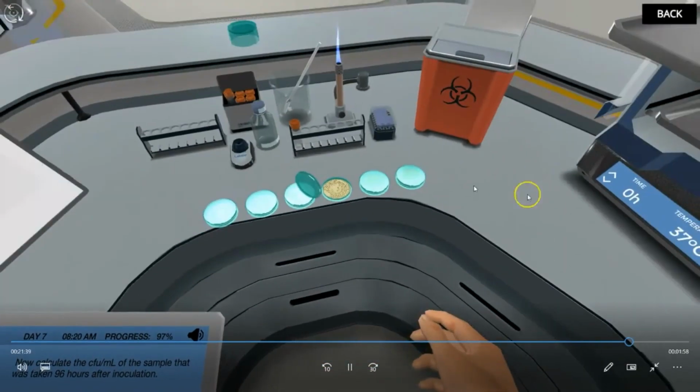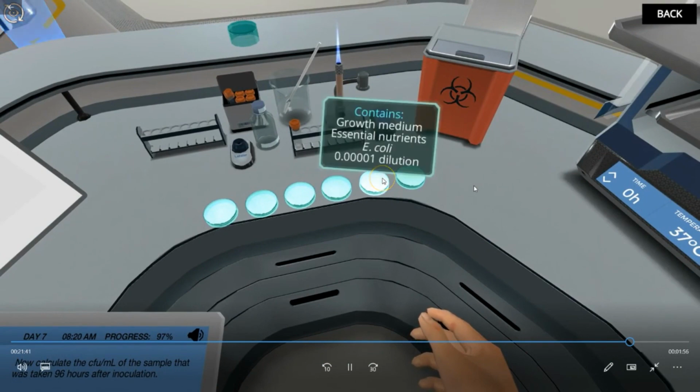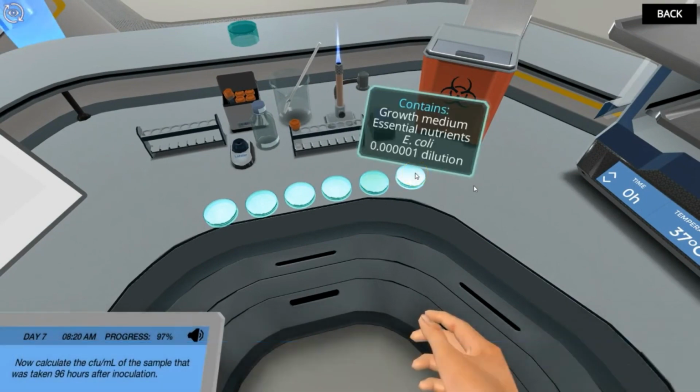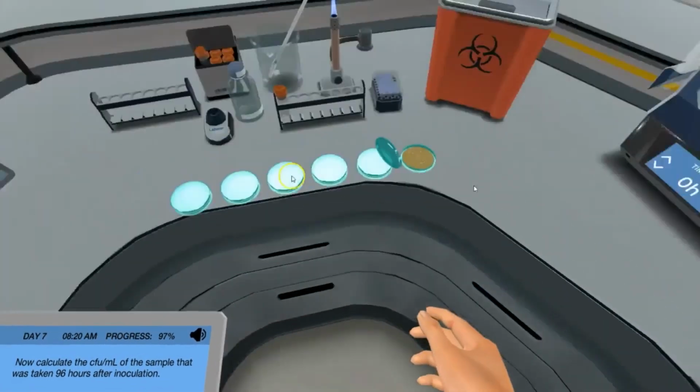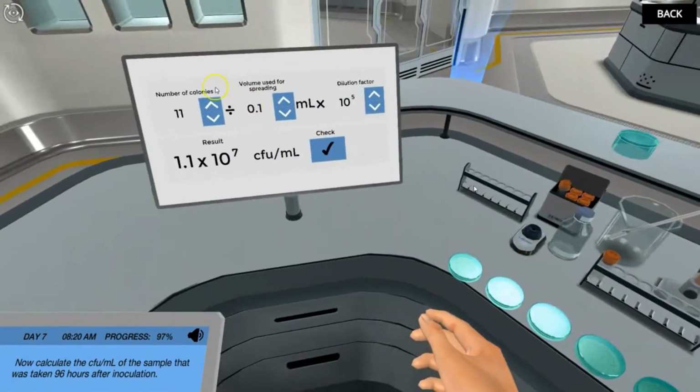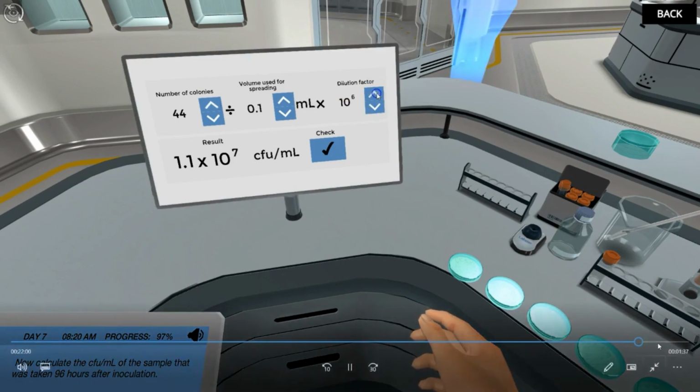At the end of the simulation, it ends with their findings being sent off to a pharmaceutical department for further investigation. And the student is informed that they might just have built the foundation for an antibiotic that could save millions of lives. So this really establishes the importance of what they've just learned and connects it to the real world. And that's pretty much it.